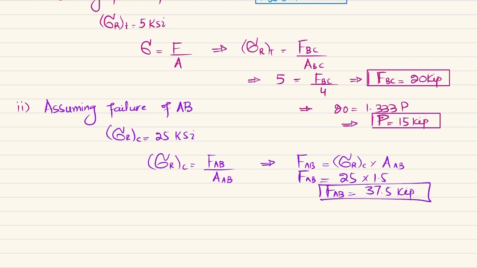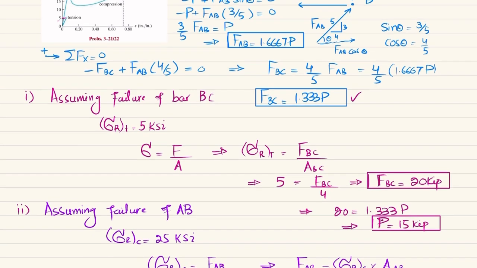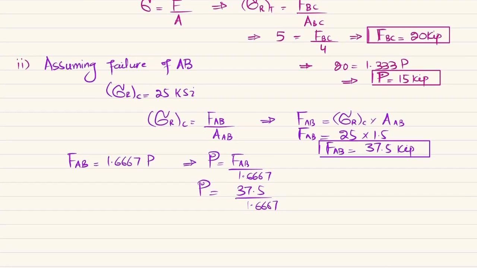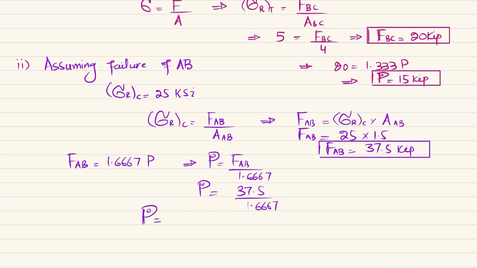Now this is the force FAB, so you can just put it in this equation. FAB is equal to 1.6667 times P. So from here, P will be equal to FAB divided by 1.6667. Put the value 37.5 divided by 1.6667, and you will get P equal to 22.5 kips. So this is the load P that is due to member AB.